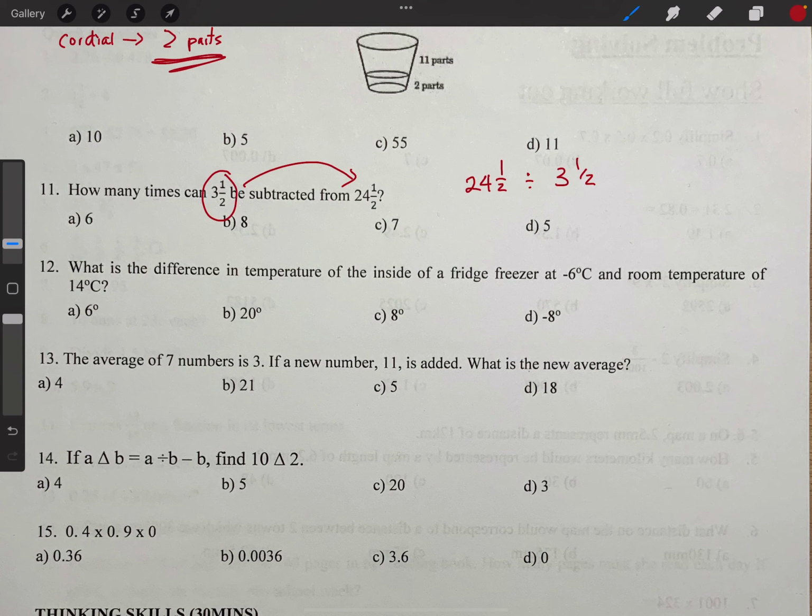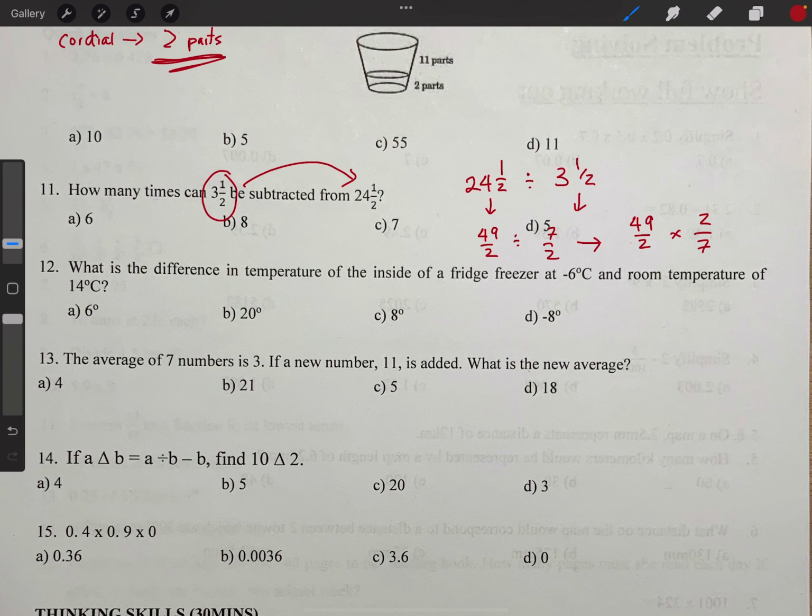So what you're going to do is divide these two, but these are mixed numerals. So we change them into improper fractions. 24.5 would be what? 2 times 24, 48, 49 on 2, divided by 3.5, which is 7 on 2. Now we're dividing fractions, so just flip the second one upside down, so it would be 2 on 7 times.